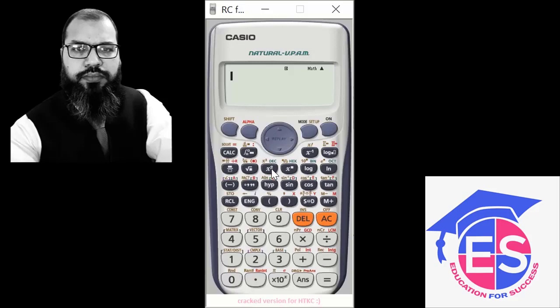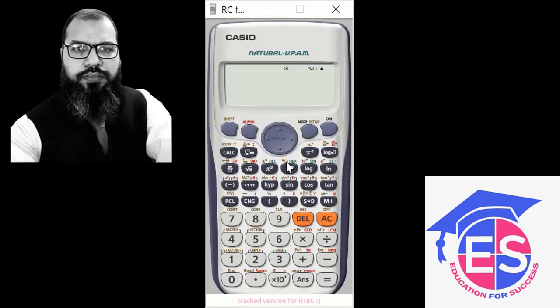Now, if you want to find the square, 2 squared equals 4. Then 2 cubed. See here, cube. So shift and then this, you can get the cube. This is for any power like 10, 20, 30. 2 power 10, you can write like this, 2 power 10. You can use 3 power 6 and find the answer.